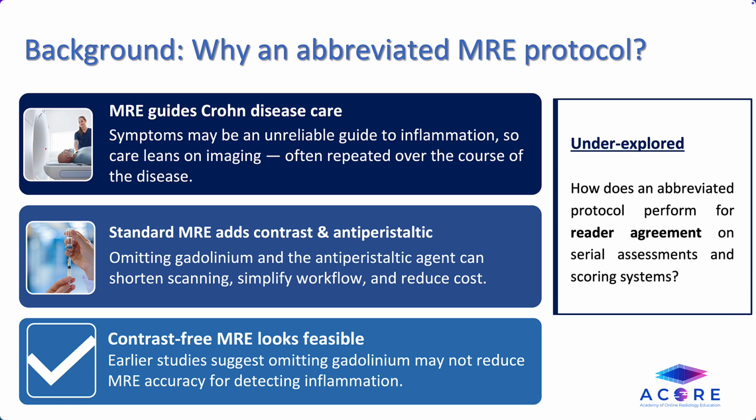But the standard protocol adds intravenous gadolinium and an antiperistaltic agent, which take more time, cost more, and require an IV access. That raises the question whether we can simplify the protocol without losing information. Earlier work suggests that dropping gadolinium may not meaningfully reduce accuracy for detecting inflammation. One thing that's been less explored is whether different radiologists would read an abbreviated protocol the same way, something that's especially important for serial monitoring and scoring.